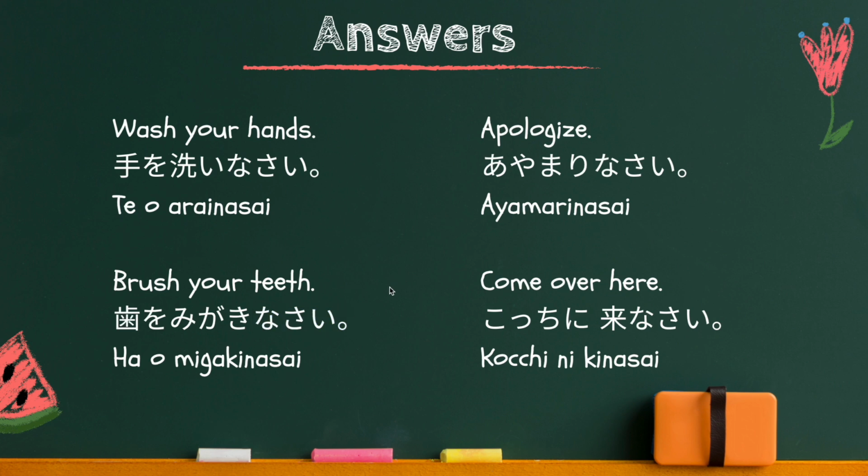Third one, apologize. 謝りなさい. To apologize is 謝ります. Therefore, use the masu stem and then add なさい. Last one, come over here. こっちに来なさい. The masu form is 来ます. Therefore, the masu stem is 来. So after this 来, add なさい.